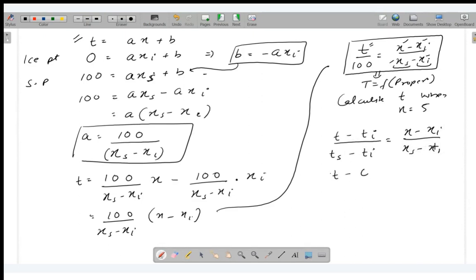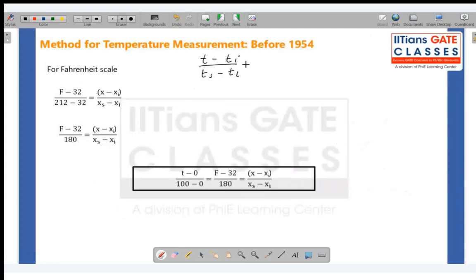Can I say this? Because if I put 0 and Ts as 100, then 100 minus 0, I will get the same result, yes or no? Same result we are getting, no? Okay. So we can use this: (T - Ti) upon (Ts - Ti) is equal to (x - xi) upon (xs - xi). So in degree Celsius, I have (T - 0) upon (100 - 0) is equal to (x - xi) upon (xs - xi).